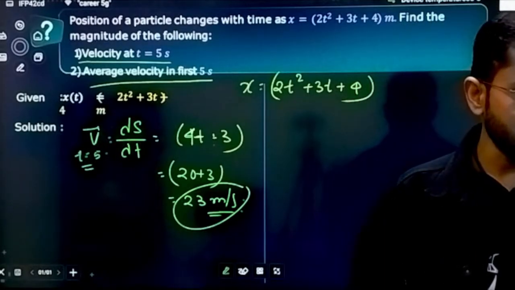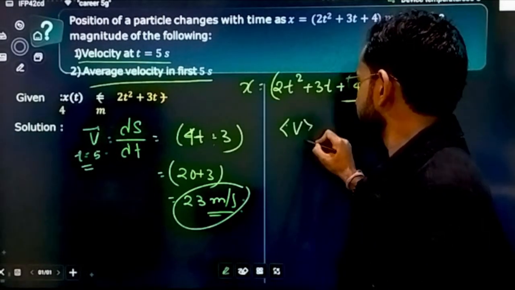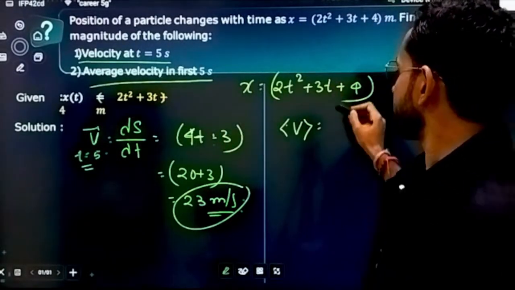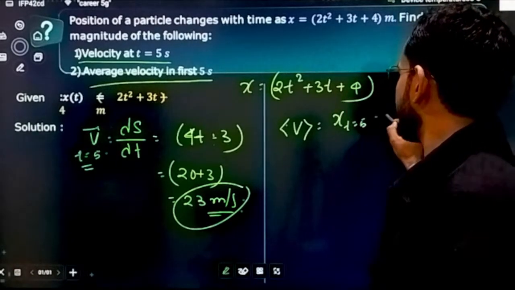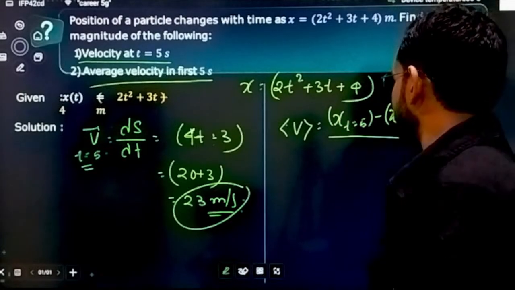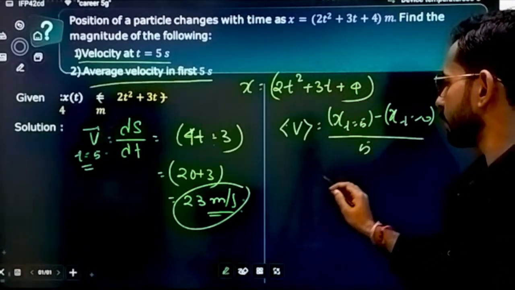Now the average velocity in 5 seconds. What is the average velocity in the first 5 seconds? I will calculate the average velocity from here. You have to write the total distance. So first calculate the position at t equals 5 minus the position at t equals 0. When you subtract, you get the net change in position, divided by the total time. The total time is nothing but 5.